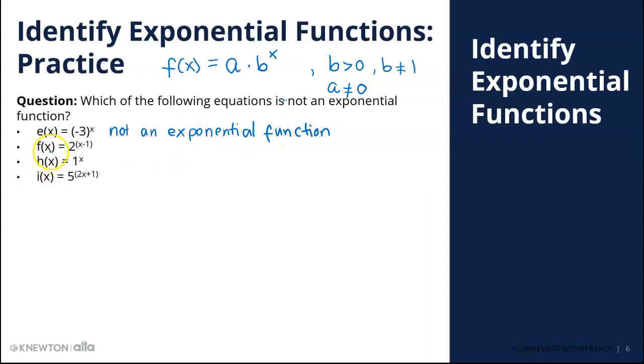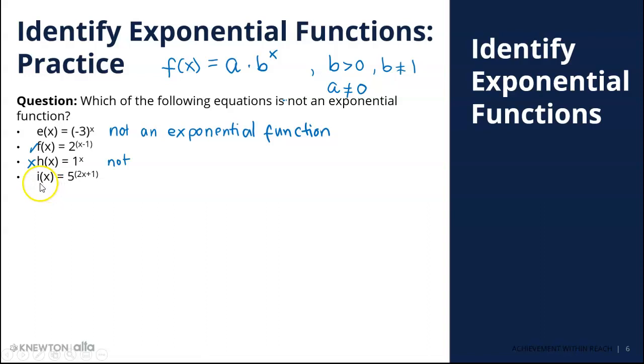Now, f of x equal to 2 to the x. The base b here is equal to 2, which is greater than 0, not equal to 1. So this is an exponential function. What about this? H of x is equal to 1 to the x. B is equal to 1. So therefore, this is not an exponential function.